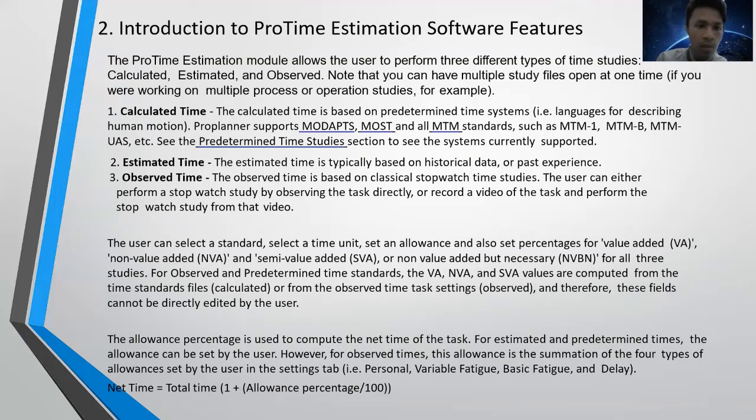2. Estimate time. The estimated time is typically based on historical data or past experience. 3. Observed time. The observed time is based on classical stopwatch time studies. The user can either perform a watch study by observing the task directly, or record a video of the task and perform the stopwatch study from that video.